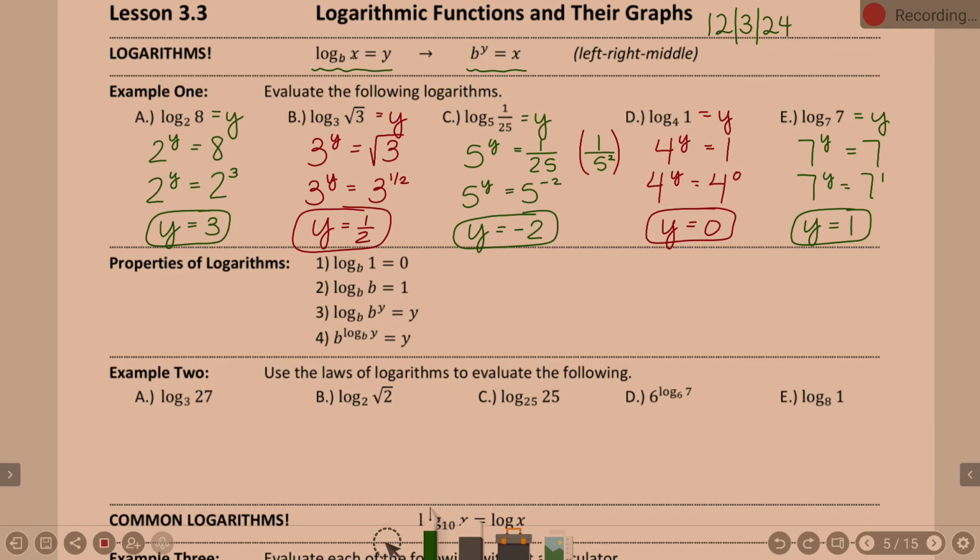There's another rule we're getting ready to learn. When your base and the inside of your log are the same, it's always going to be equal to 1. So if that had been log base 99 of 99, I'd still know it's 1. Okay, those are basics. Set it up, do a left, right, middle.